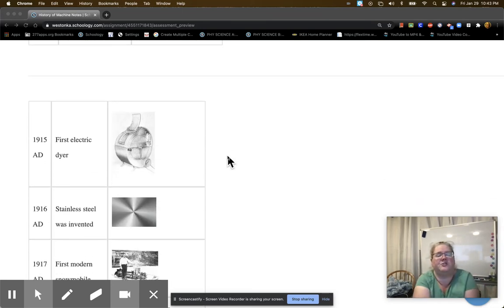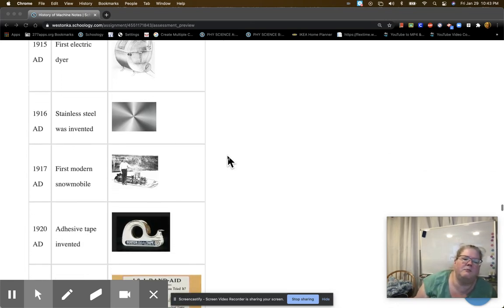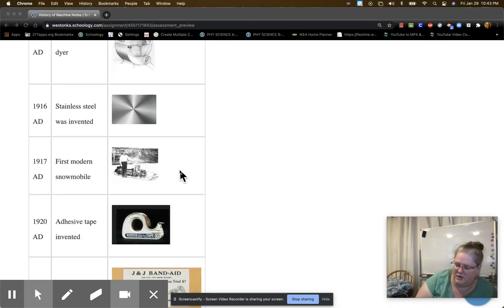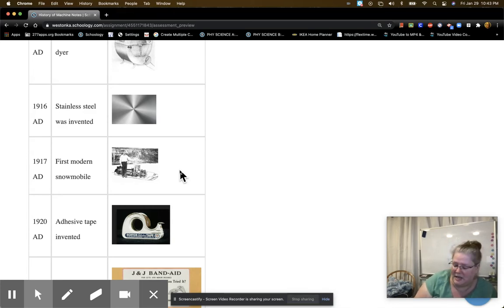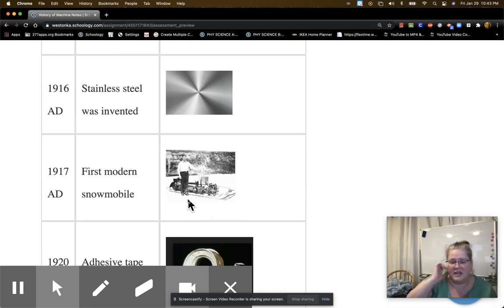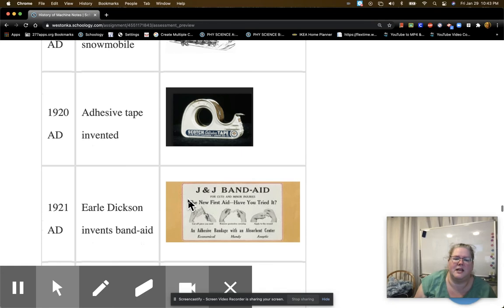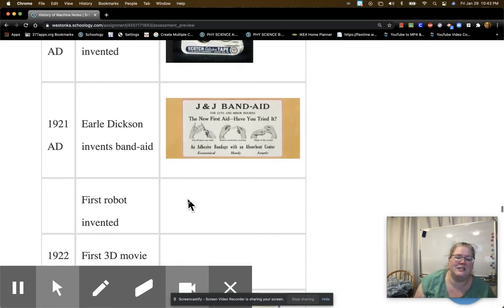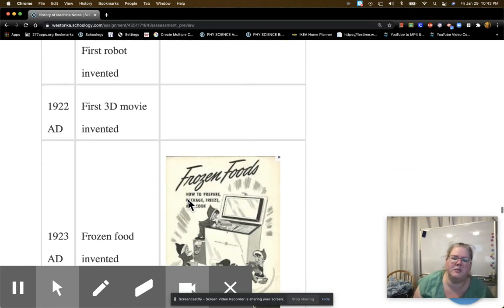The first electric dryer in 1915. Stainless steel, the modern snowmobile. I don't know about you, but that doesn't look like any modern snowmobile to me, but it was at that point. And it was sleds with a motor and a drive chain. Adhesive tape, Scotch tape in 1920, the Band-Aid in 21, the first robot, the first 3D movie.